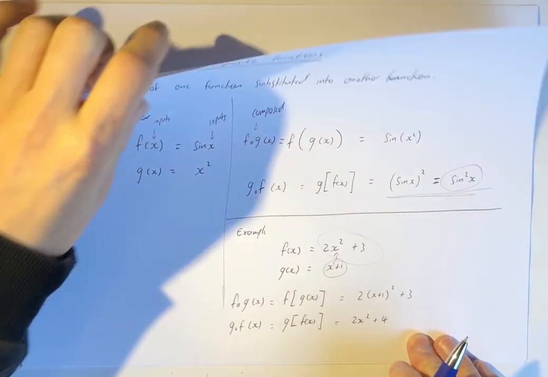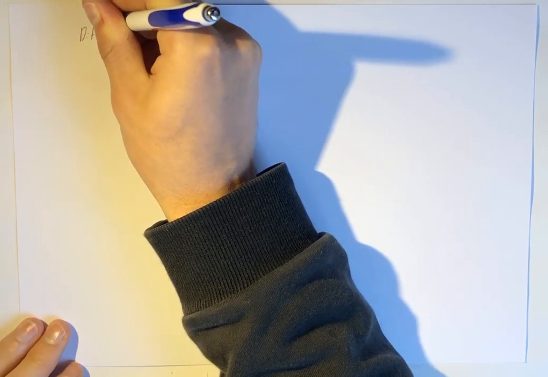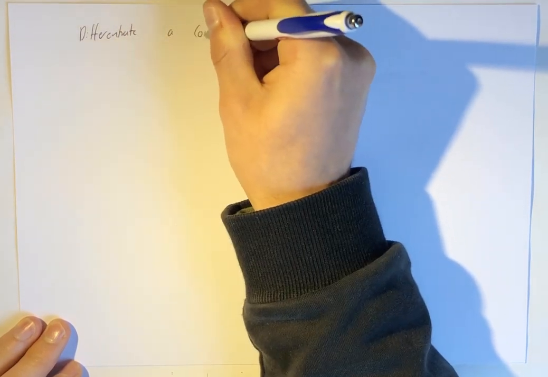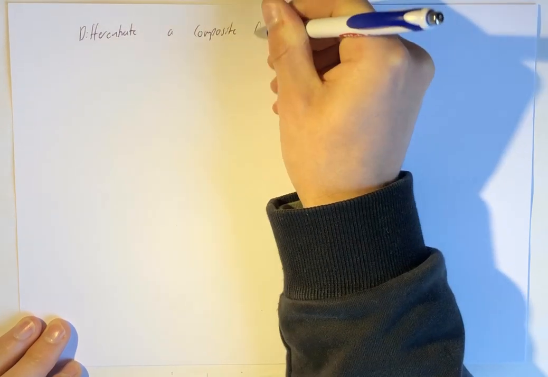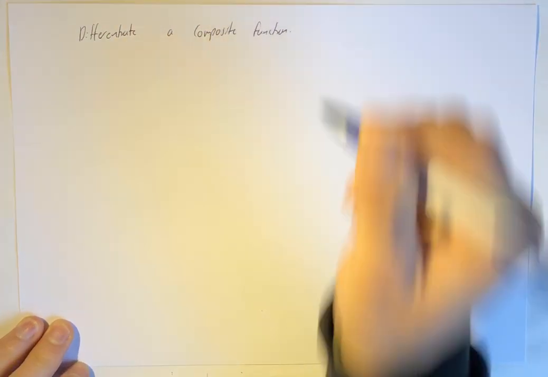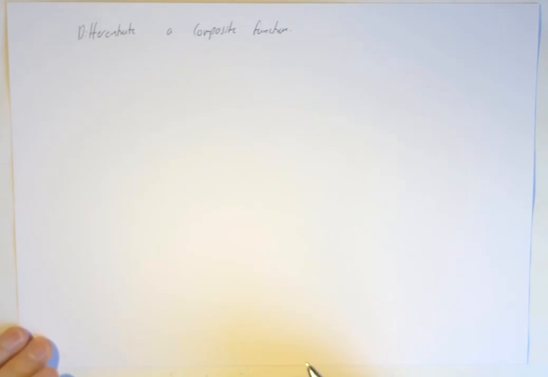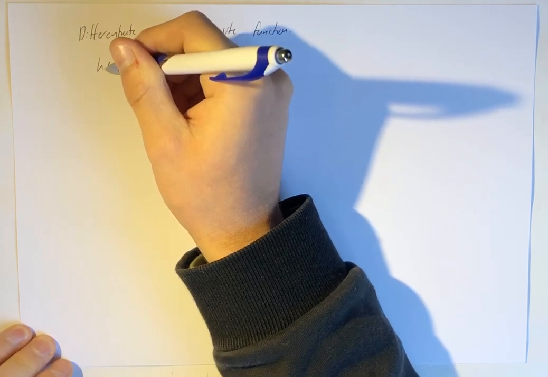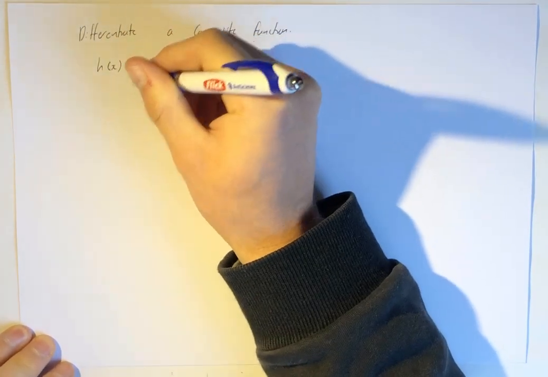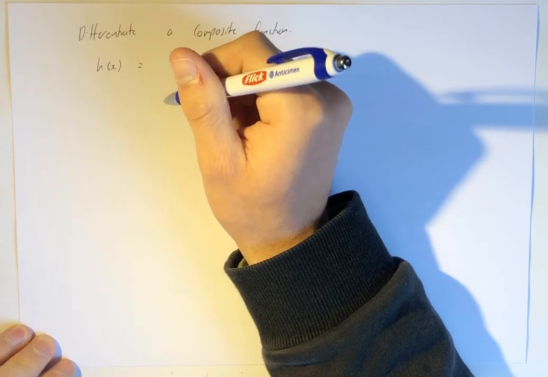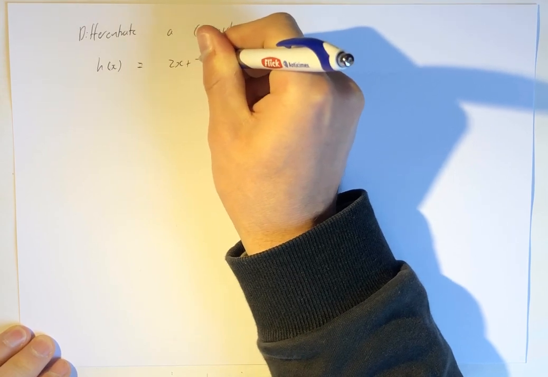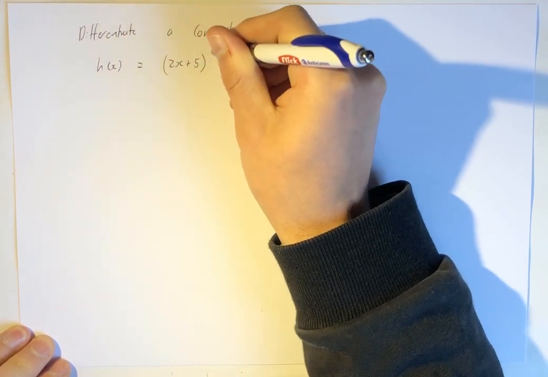But what we want to do is differentiate a composite function. So I might normally ask you to give me an example of a composite function, but we'll go with h of x. I'm just using h of x because I'm going to be using f and g in a second. So let's say h of x is 2x plus 5 and cube that.